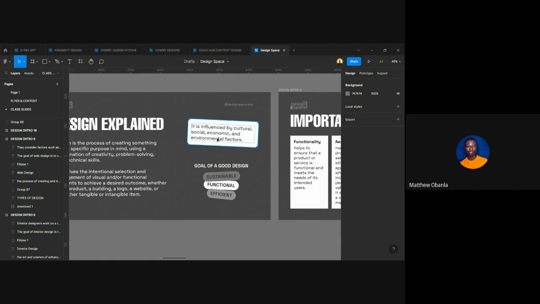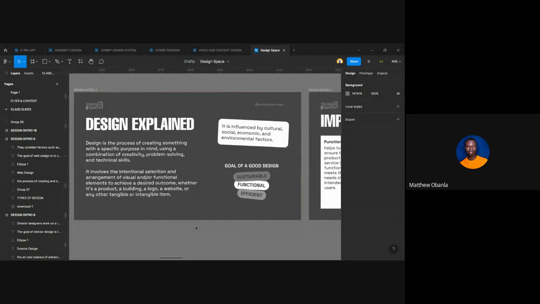So here I stated the goals of a good design. A good design must be sustainable. When I mean sustainable, let me use the MTN logo for example. Imagine that MTN is changing their logo every day. How will you see MTN and know that this is MTN? You get what I'm saying?